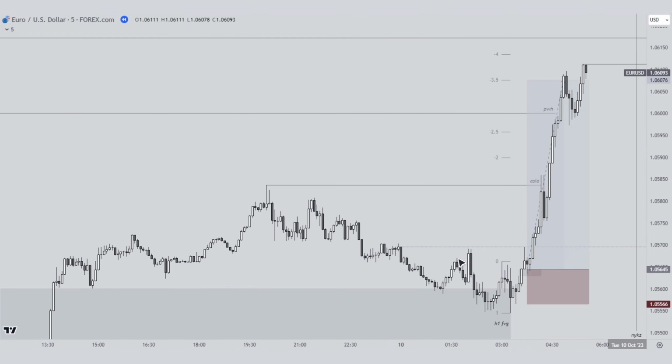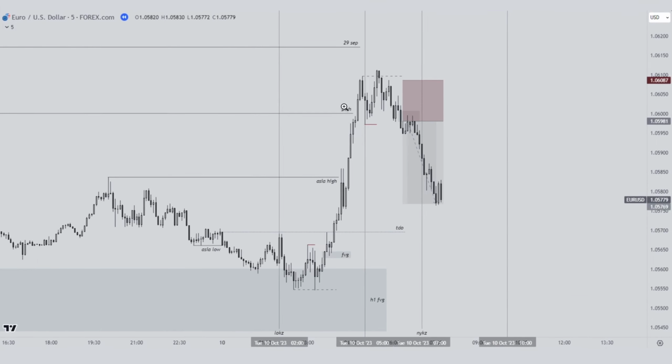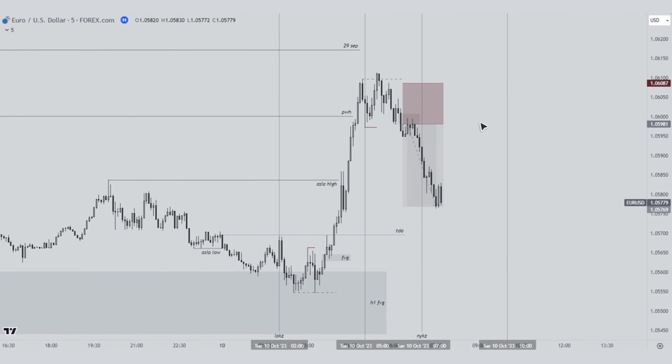And guys, look how beautiful the standard deviation stuff is. So we take it from the manipulation leg and we project it upwards. It flew through -2 to -2.5 standard deviation. What does this mean? This means that price is likely going to -3.5 to -4 standard deviations. And look how price tapped into it and then it reacted off it. And now we're going into the dumb smart money type beat.